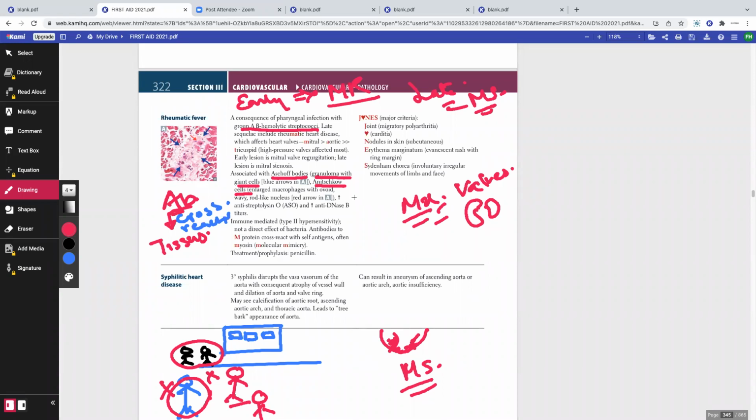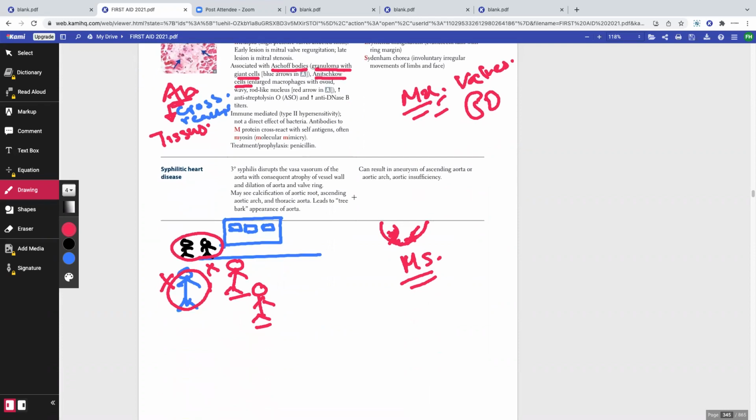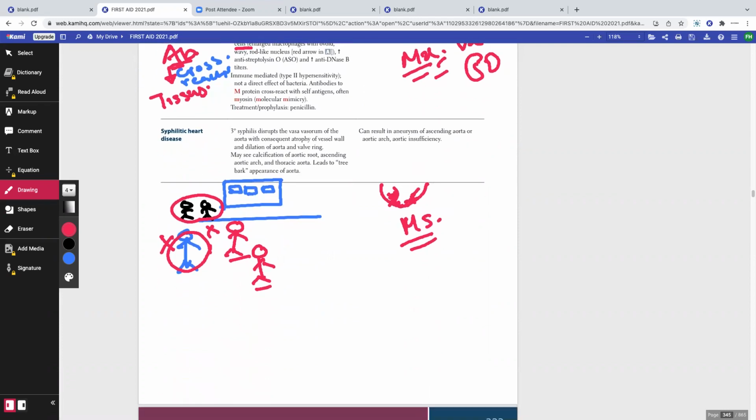Okay. What are some of the other things that we will find in rheumatic fever? We have some criteria, yes or no? We have some major criteria and we have some minor criteria. What are the major criteria? The major criteria are Jones criteria. What do we call as Jones criteria?